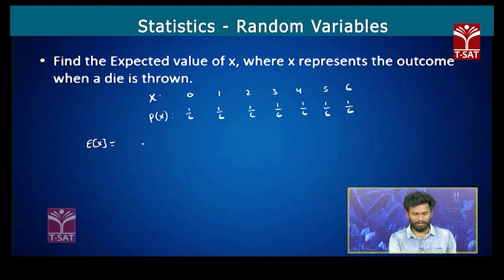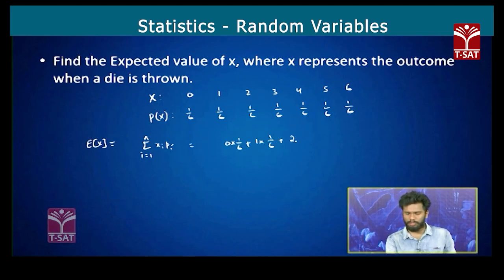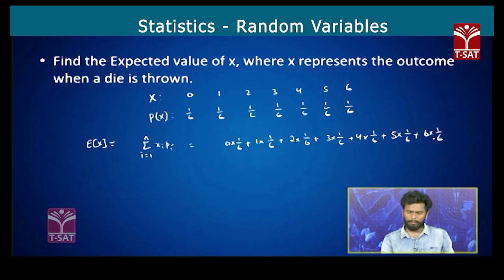Expectation of x is nothing but summation xi into pi where i takes values from 1 to n. So here, it is 0 into 1 by 6 plus 1 into 1 by 6 plus 2 into 1 by 6 plus 3 into 1 by 6 plus 4 into 1 by 6 plus 5 into 1 by 6 plus 6 into 1 by 6.